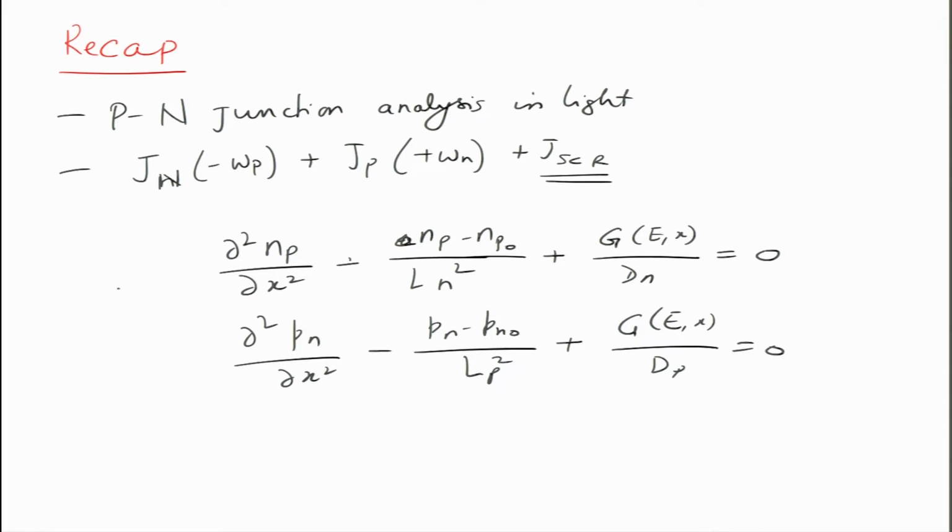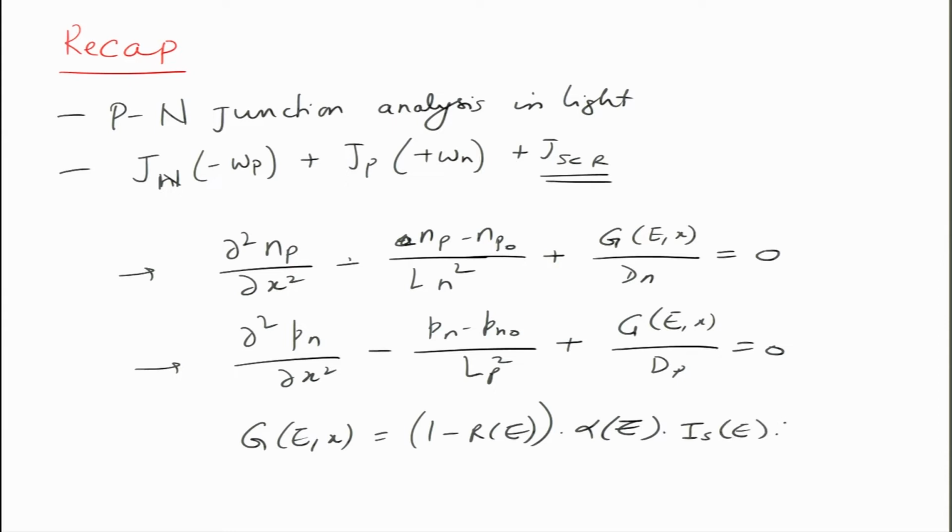So, one is for electrons and another is for holes, both are minority carriers, and where we looked at G_e(x), which was equal to (1 minus Re) into alpha_e into I_se, which is the incident radiation, into e to the power minus alpha x. These were the equations with which we started, and we also made certain boundary conditions.